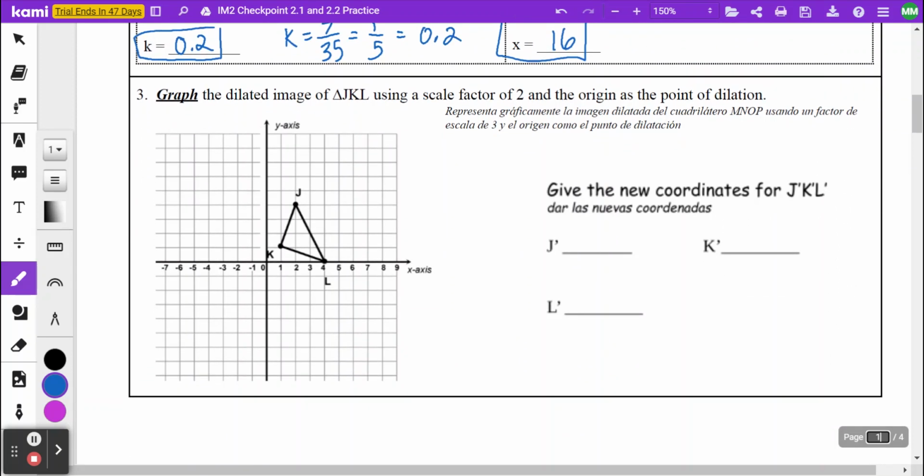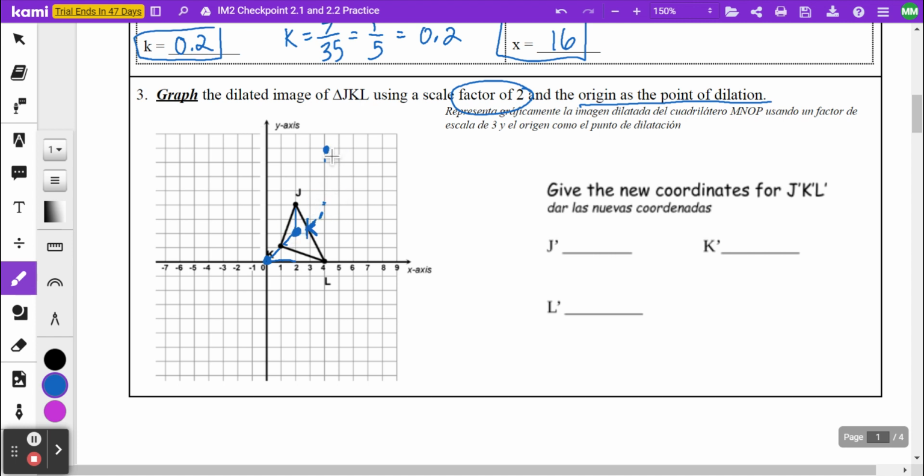Number 3, graph the dilated image of triangle JKL using a scale factor of 2 and the origin as the point of dilation. Here's the origin, and I'm doing a scale factor of 2. That's like stretching 2 rubber bands. So I go the distance of one rubber band to get to K, and then one more to get to K prime, because the scale factor is 2, so I'm doing everything twice. I'm taking care to label my vertices. K to J, that's over 2, up 4, over 2, up 4.